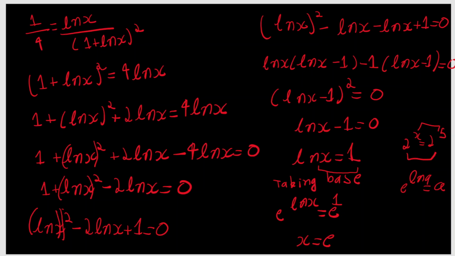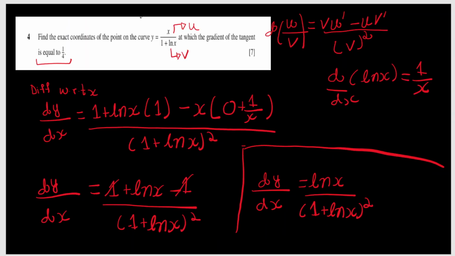But in the question there's another catch. It's given that you need to find the exact coordinates. So what we're going to do is simply get y is equal to e times 1 plus ln e. We know that ln e is equal to 1, so we're going to get e power 2. So your coordinates are e and e power 2.